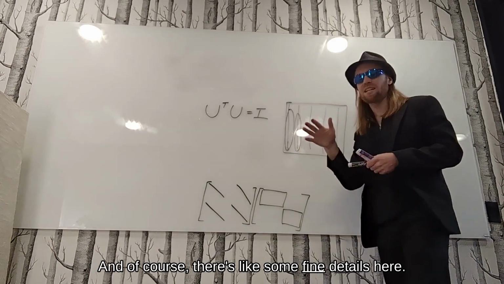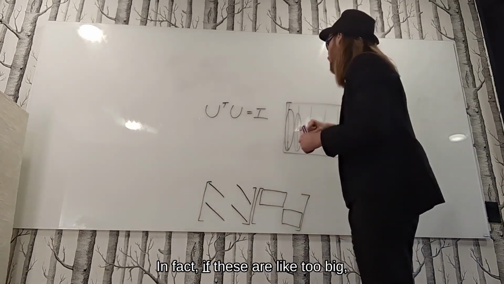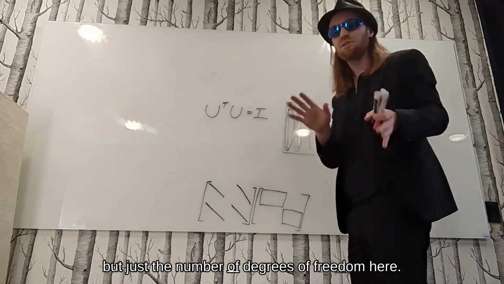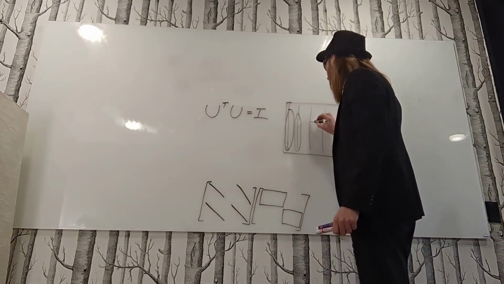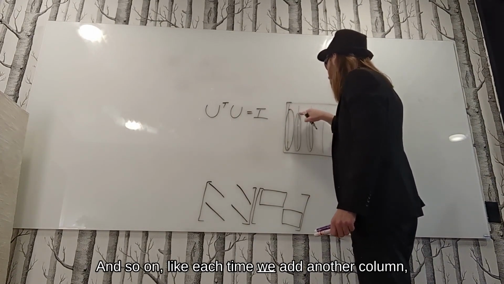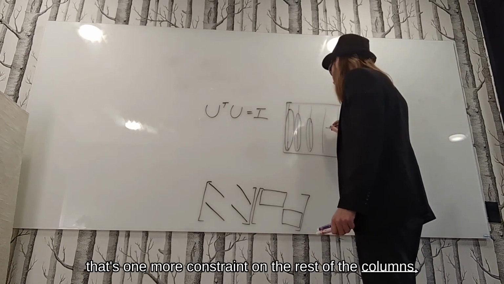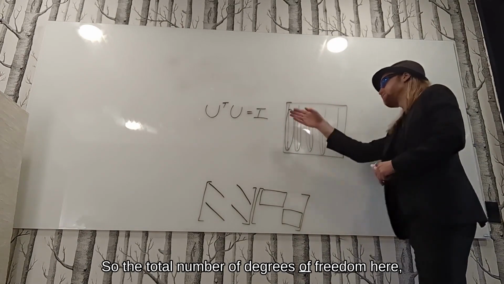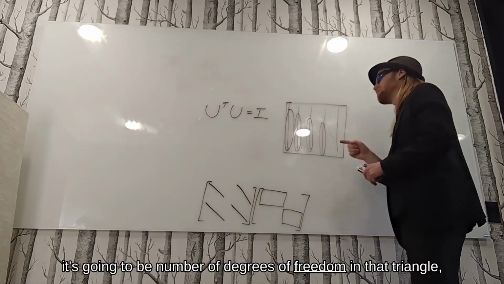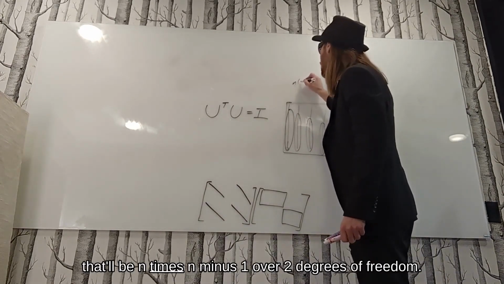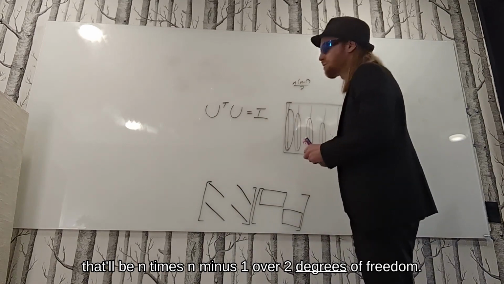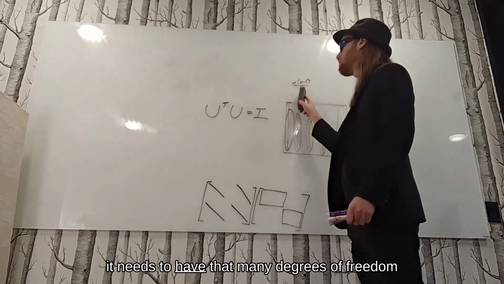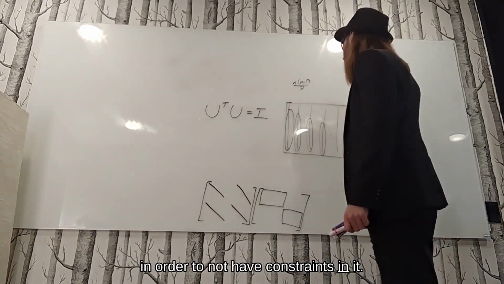And of course, there are some fine details here. In fact, if these are too big, then maybe we can't make it norm 1, but just the number of degrees of freedom here. And so on, each time we add another column, that's one more constraint on the rest of the columns, since they all have to be orthogonal. So the total number of degrees of freedom is the number of degrees of freedom in that triangle. That'll be n times n minus 1 over 2 degrees of freedom. So whatever representation we end up settling on, it needs to have that many degrees of freedom in order to not have any constraints in it.